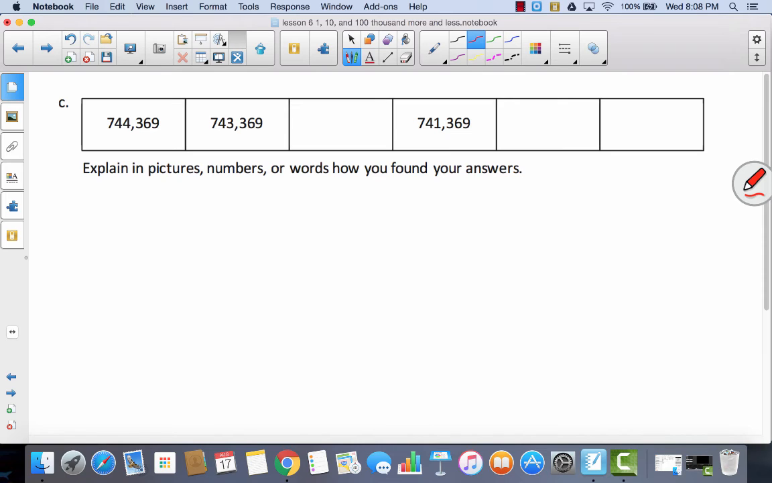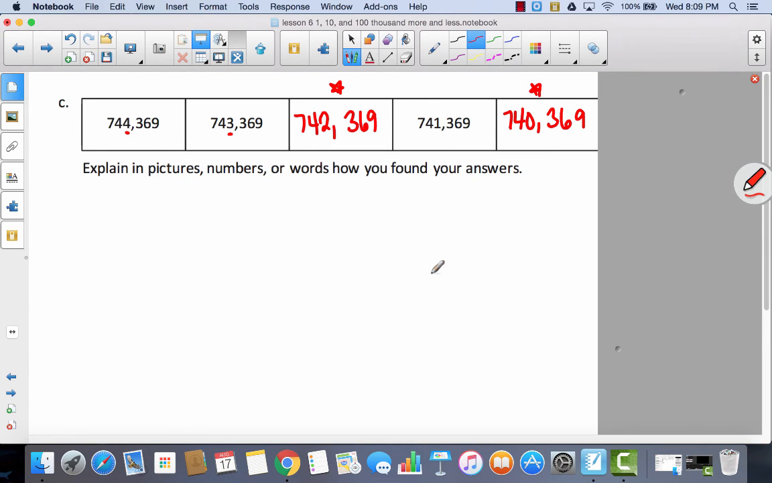Okay, now we're going to go to problem number 4C. And again, we are finding a pattern. So let's take a look at what has changed. Our 7 and our 4 are the same in every single number. The digit that has changed is the thousands place. So here it's 4, here it's 3. I bet you can figure out what this number is and this number is. And this is a bonus. See if you can figure out this one by yourself. It's a little bit tricky, but I bet you can do it. If you get stuck, just press play.